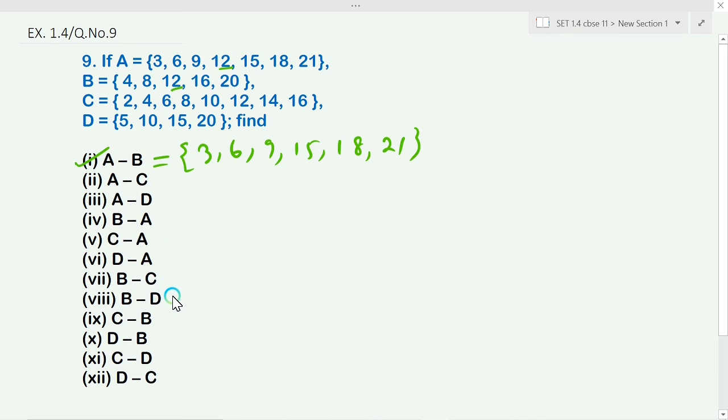Now we do question number 8, that is B minus D. First of all we have to find the common element between B and D. It is 20. Anything else? No. So just write the remaining elements in B, that is 4, 8, 12, 16. And the remaining questions are your homework.